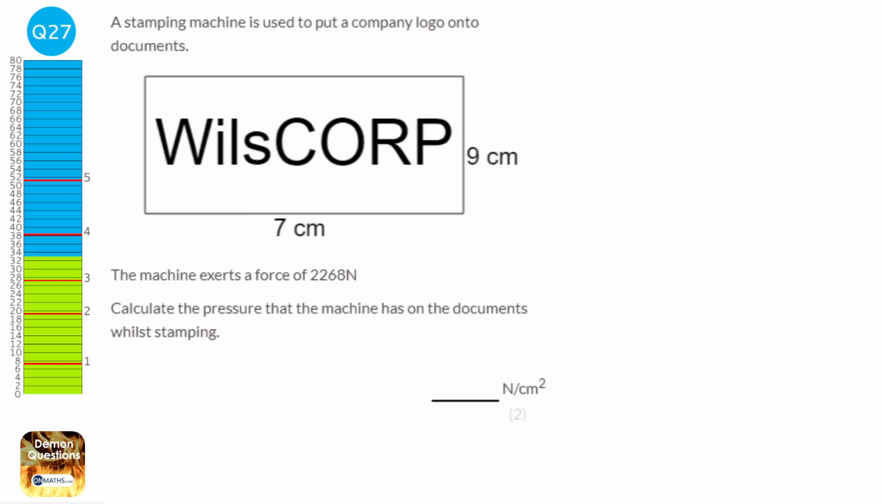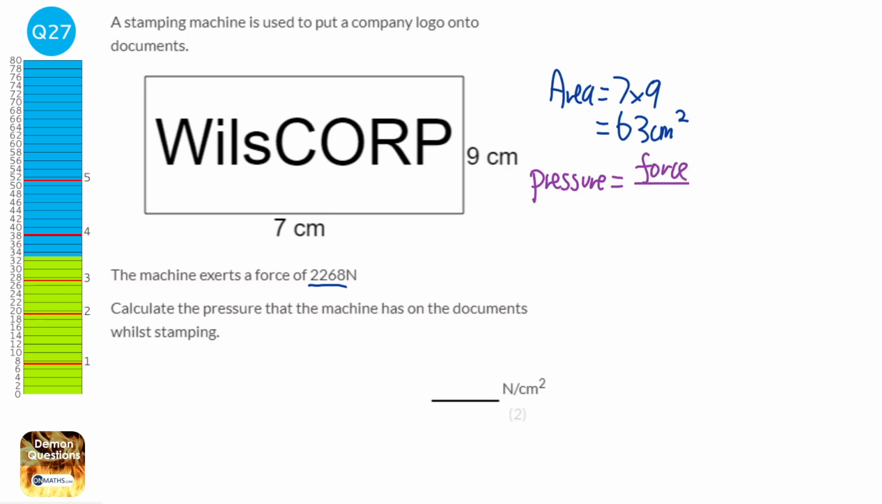To find the pressure, we need the area and the force. We're given the force in the question, so all we need to do is find out what the area is, which will be the 7 times the 9, which will be 63 centimetres squared. And the force is given to us in the question, so what we can do is write down the pressure formula, which says that pressure equals the force divided by the area.